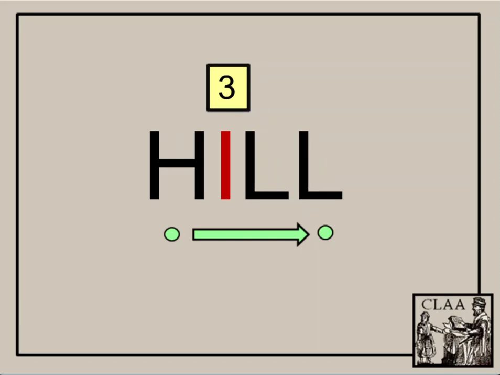How should you read the letter I in this word? Look carefully at the word. What you should notice is that the letter I is followed by two consonants. If the letter I is followed by more than one consonant, it is usually read with the short I sound, I. Let's read this word together. Hill, hill. Do you hear the I sound? Hill.